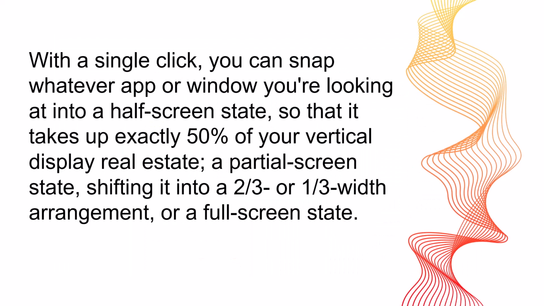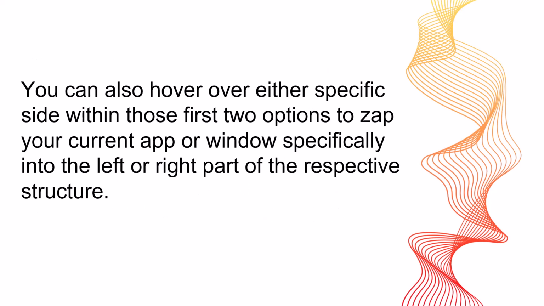With a single click, you can snap whatever app or window you're looking at into half-screen state so that it takes up exactly 50% of your vertical display real estate. A partial screen state, shifting it into a 2/3 or 1/3 width arrangement, or a full screen state. You can also hover over either specific side within those first two options to zap your current app or window specifically into the left or right part of the respective structure.